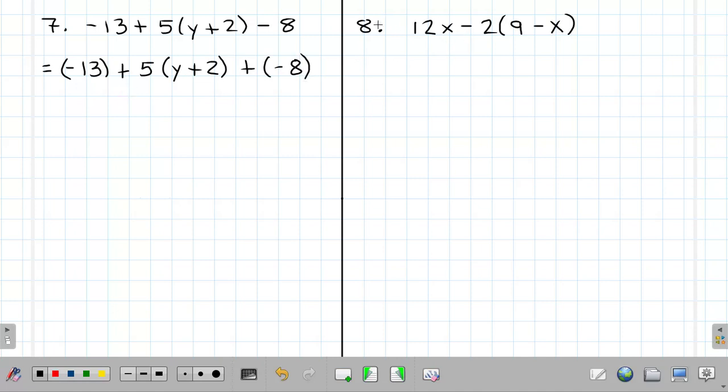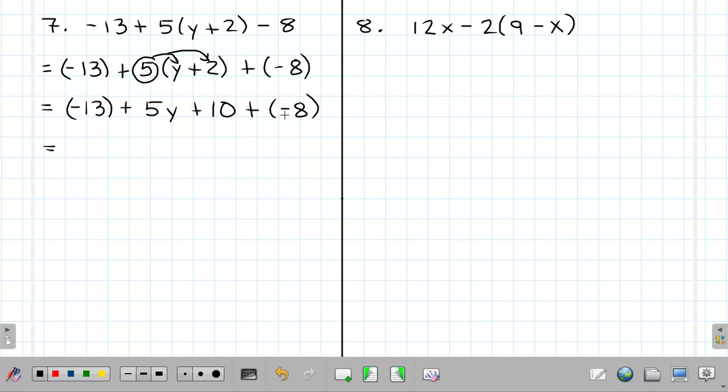It's going to be more clear when we look at number 8. But in this case, we've got negative 13 plus, in this case, I am distributing 5 to the y and to the 2. So it's going to be plus 5y plus 10 plus negative 8. And then we just go through like we've always done before. Negative 13 plus 10 plus negative 8.